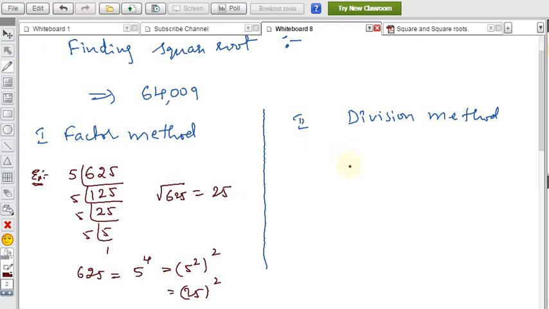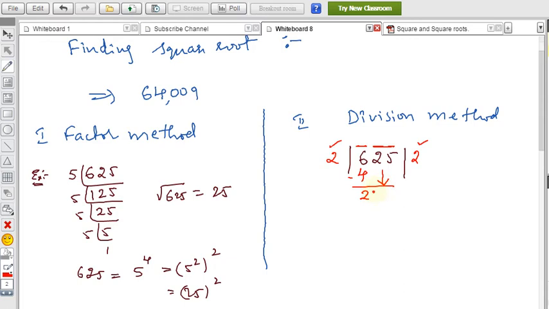Same question with the division method: 625. Before dividing, from the right side take two digits at a time, units place and tens place, and mark them on top, again every two digits. Here only one digit is left. Now 6 is near a perfect square: 2 twos are 4. We take the nearest perfect square, because 3 threes are 9, which crosses 6. So 2 twos are 4, and the same number should come here and here. Now if you subtract, this is 2.